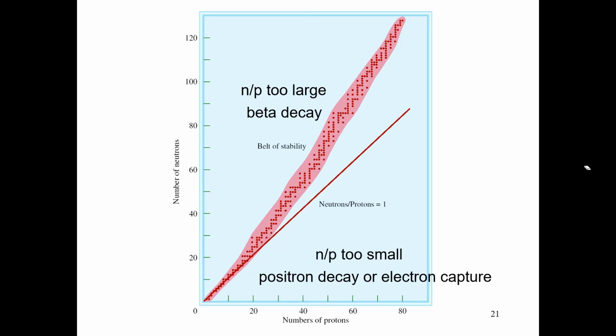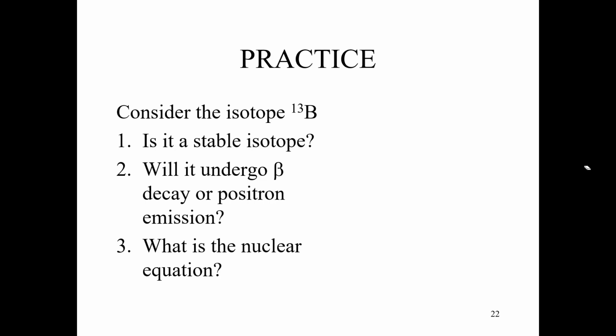Now, we ask these kinds of questions in some very limited scenarios. Most of the time when you're given a problem to solve, for example, to balance an equation or to make predictions, it's more likely they're going to tell you this is the type of decay that this particular radioisotope undergoes. Okay, so let's use what we just studied for a little practice. Let's consider the isotope B13.